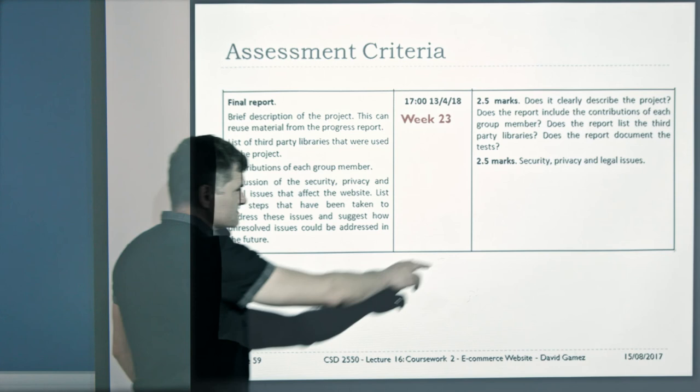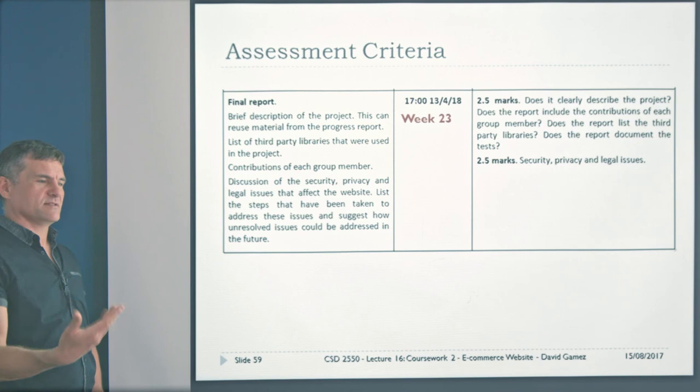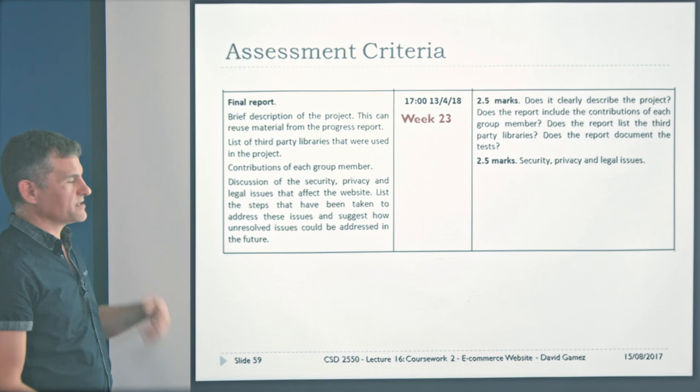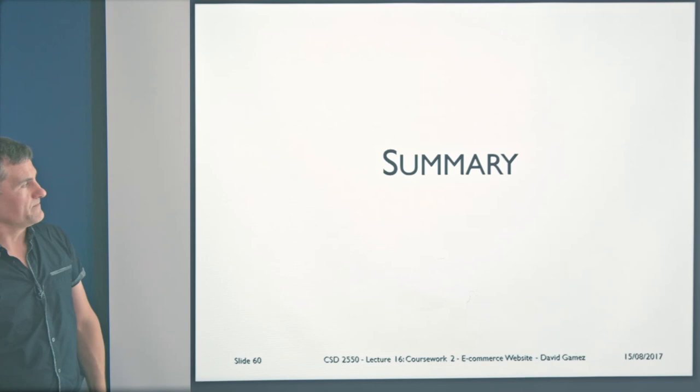There's also 2.5 marks for security, privacy, and legal issues. So I want you to discuss the ones that are relevant to the website based upon the material I've given you in the lecture and suggest how they could be addressed, but I'm not expecting you to address them all, obviously. Okay, I think we're there.